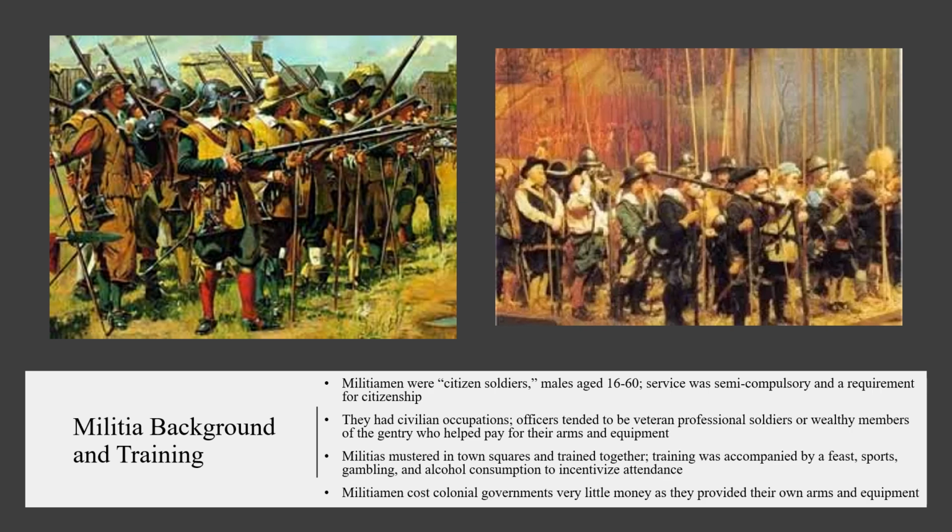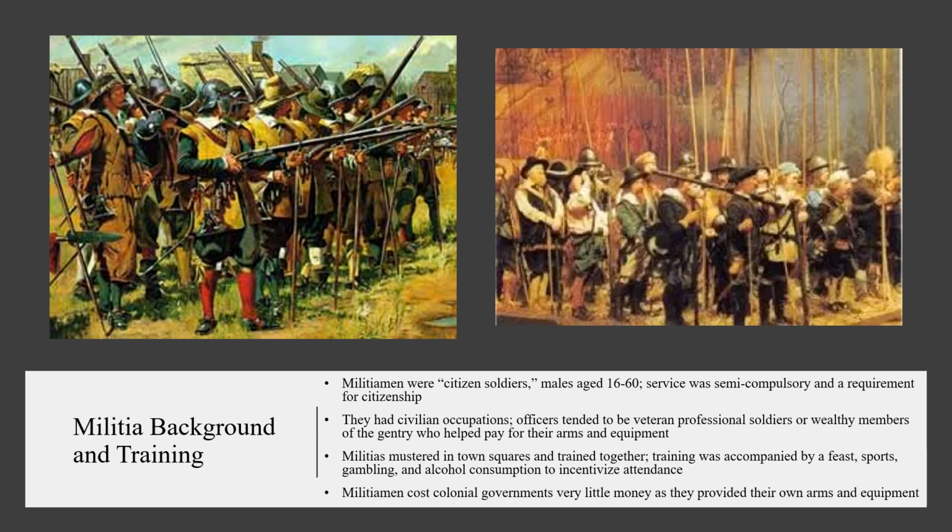in between their service. Officers in the militia tended to be veteran professional soldiers, people like John Smith or Miles Standish amongst the Plymouth colonists. And they would train the citizen soldier civilian militiamen under their command. Also, wealthy or gentry members of these colonial societies would become officers, and they would use their wealth to provide equipment, clothing, or weapons to the militiamen in their command.